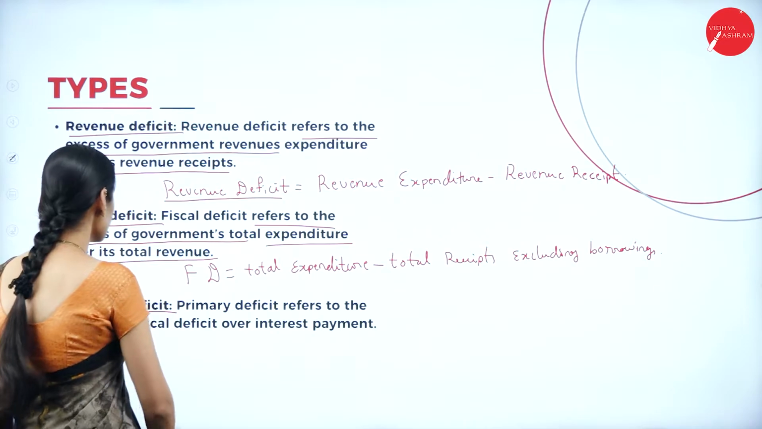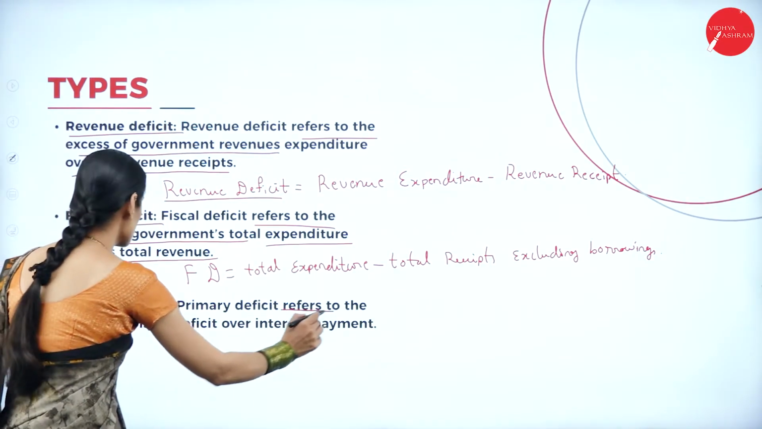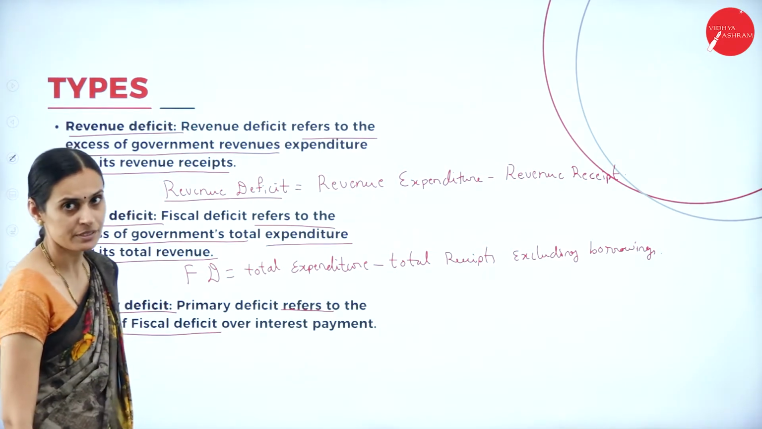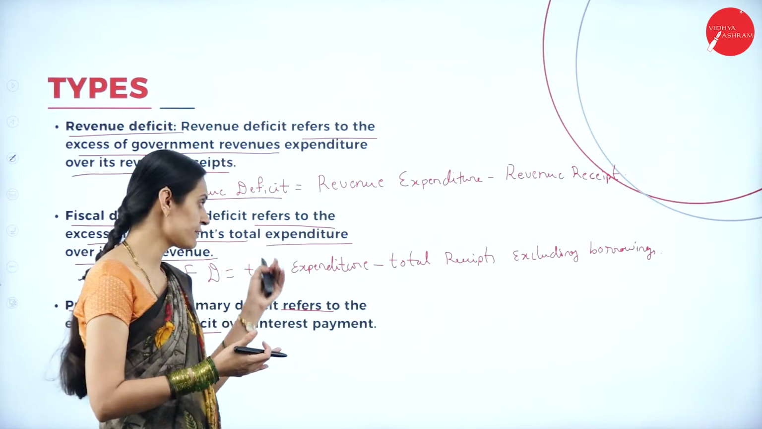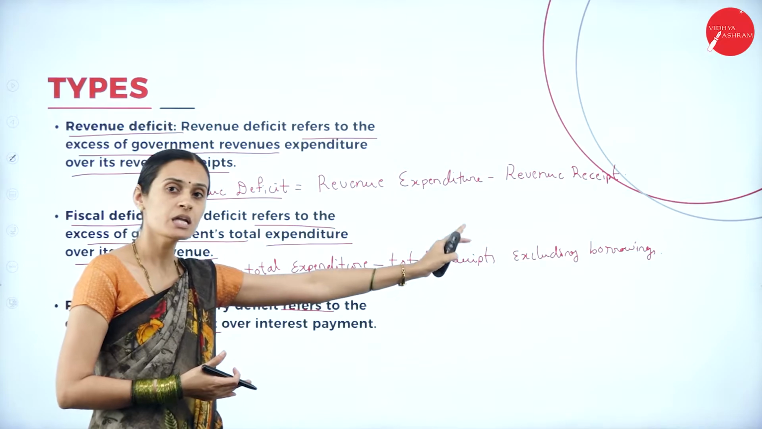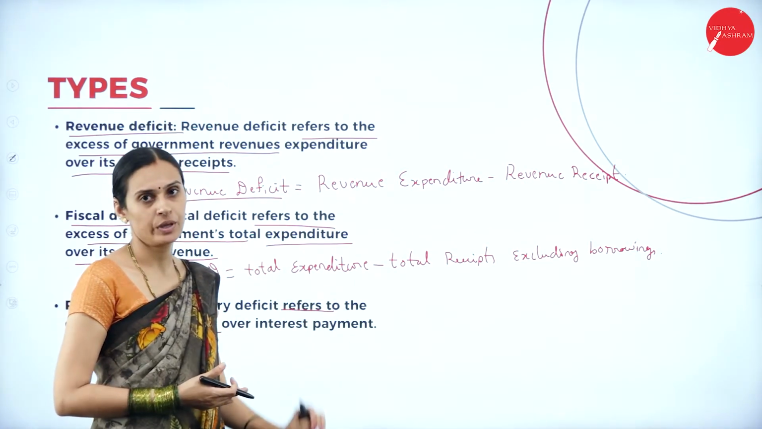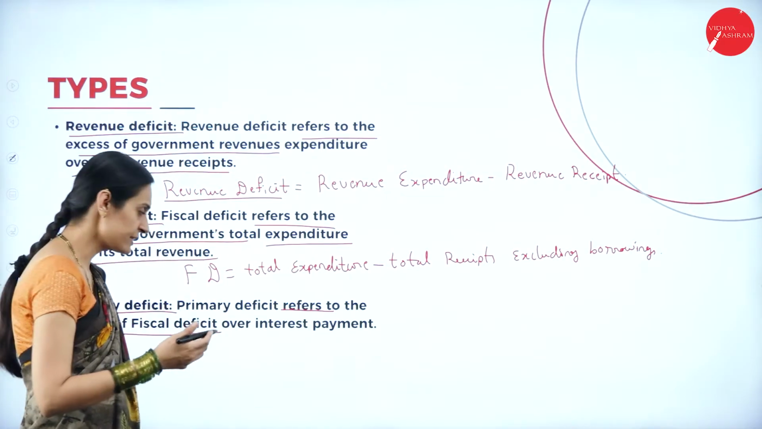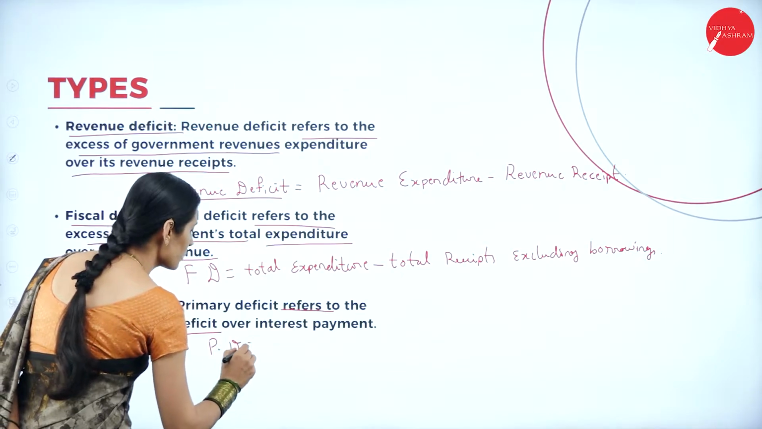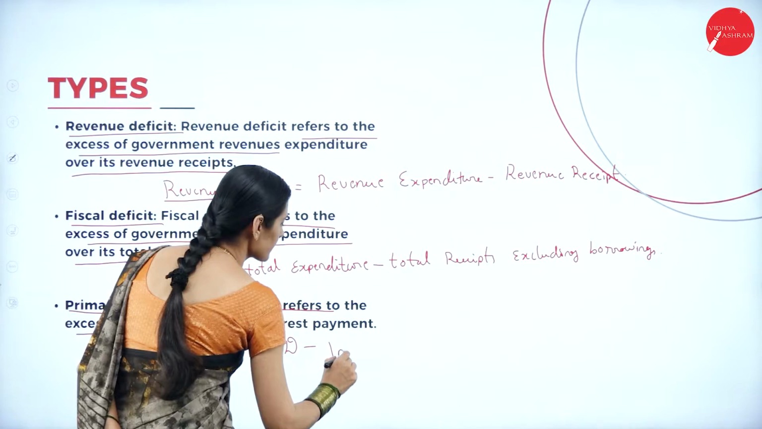And the next one, primary deficit. Primary deficit refers to the excess of fiscal deficit over the interest payments. Excess of fiscal deficit means here we are considering total expenditure and also total receipts, and this is over interest payments. How to write this? Primary deficit equals fiscal deficit minus interest payments.